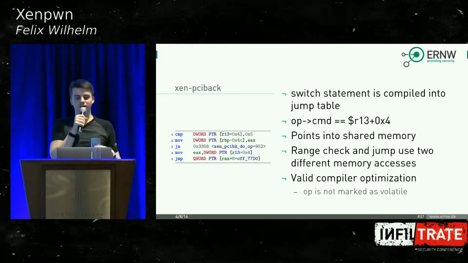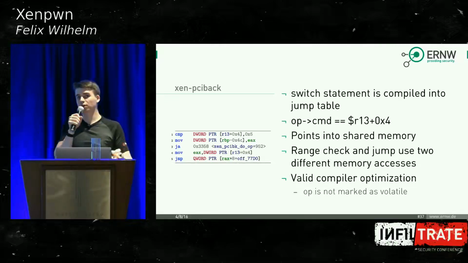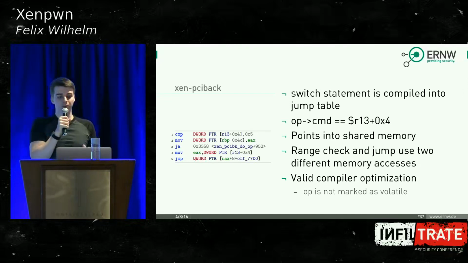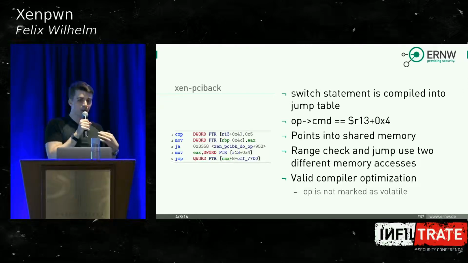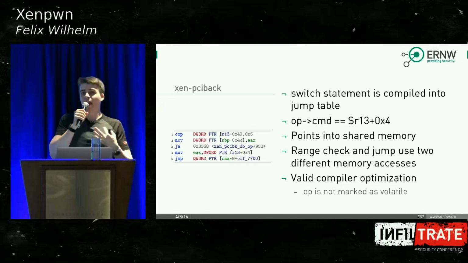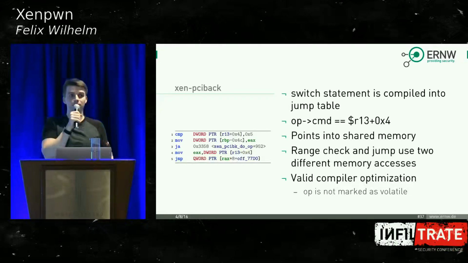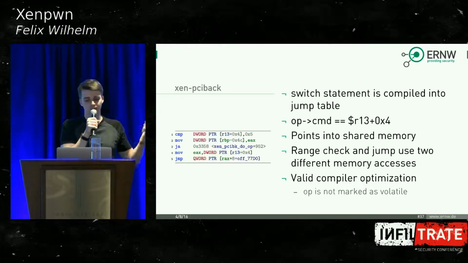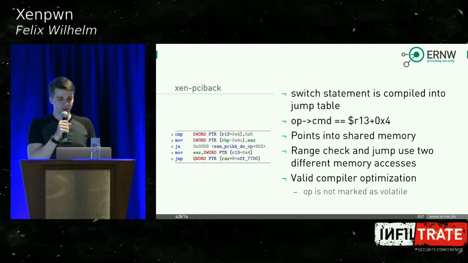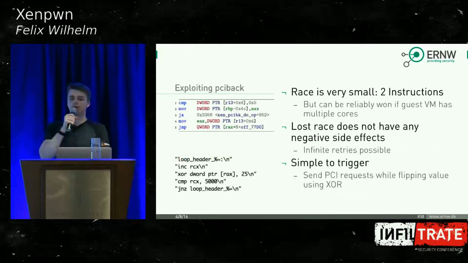This is interesting because it's a valid compiler optimization. The bug actually is that this op CMD, or the op pointer, isn't marked as volatile, so the compiler doesn't expect it to change in between two memory accesses. But it gives you indirect control over the instruction pointer and is more or less completely hidden from source code. So this is a bug I wouldn't discover while doing source code auditing, at least not before I saw it in this case.